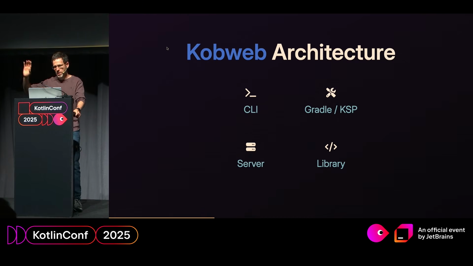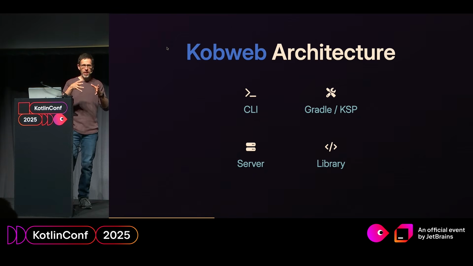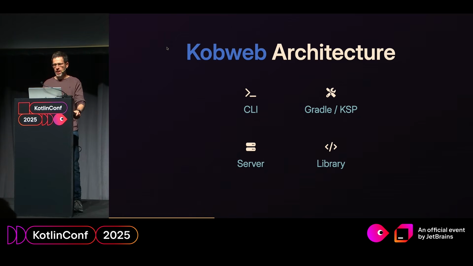There's a Kobweb server we'll be talking about at the end of this talk. And then there's the library itself, which is probably what most people think about, right? That's the code you're actually interacting with. And it's worth mentioning that there's a subset of this library called Silk, which is sort of the Kobweb classes that are related to presentation logic.